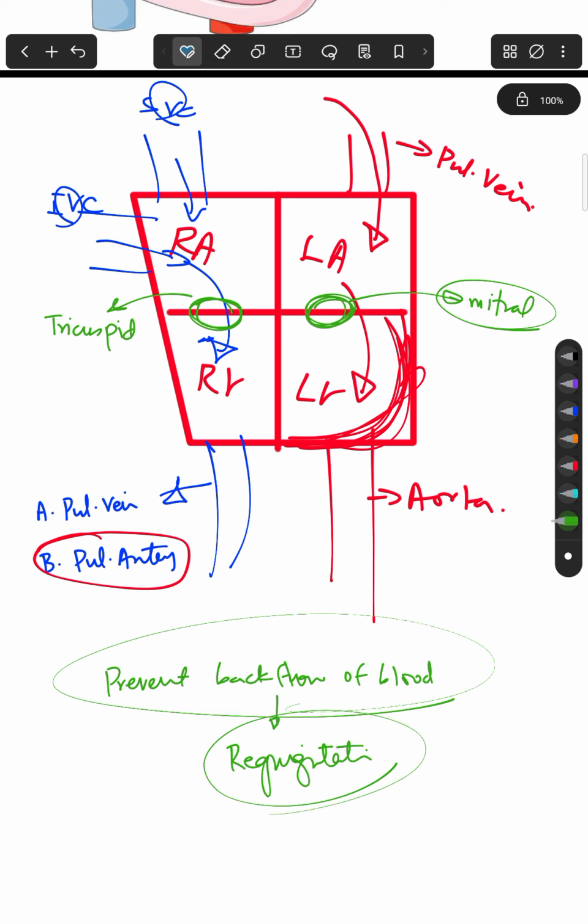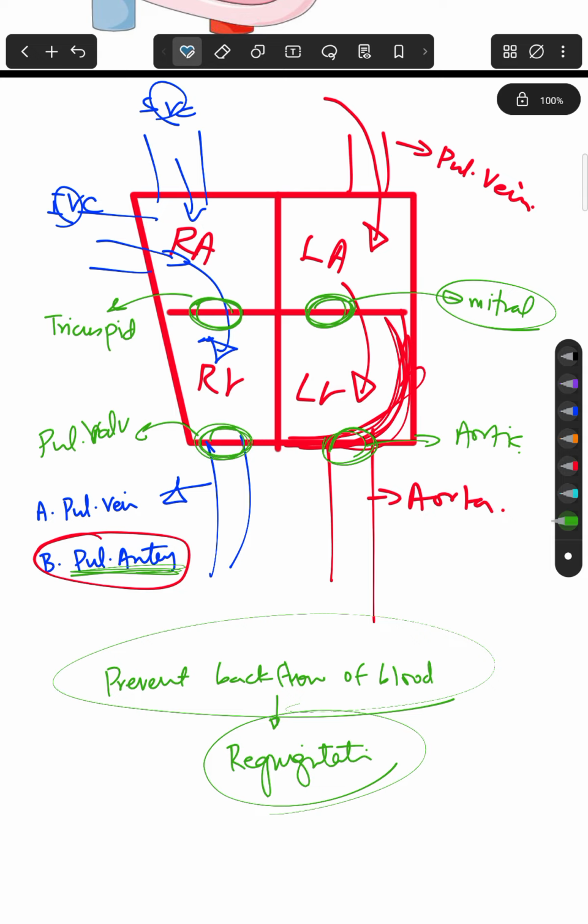All right. And then you have 2 more valves. One is here between the right ventricle and the pulmonary arteries. So obviously this is going to be called the pulmonic valve. And the other one is between the left ventricle and the aorta, which is called the aortic valve.